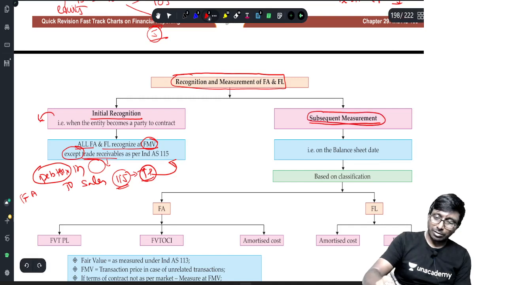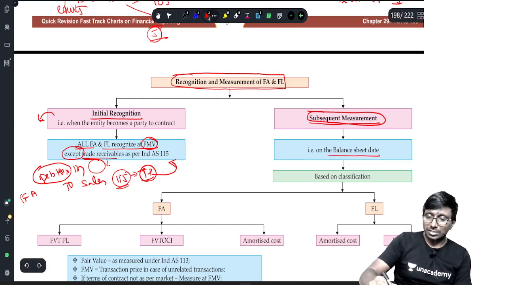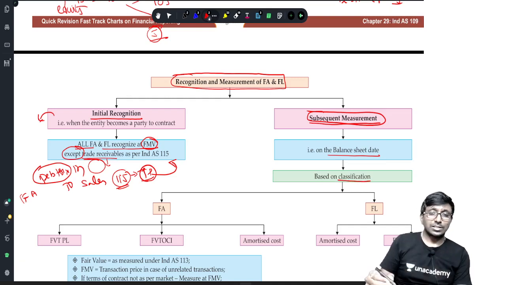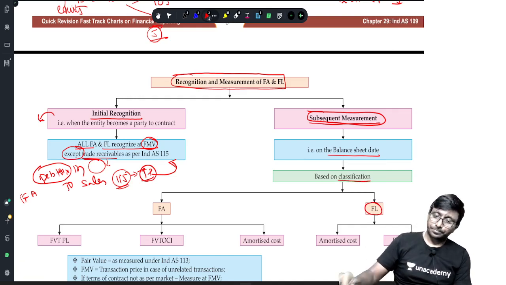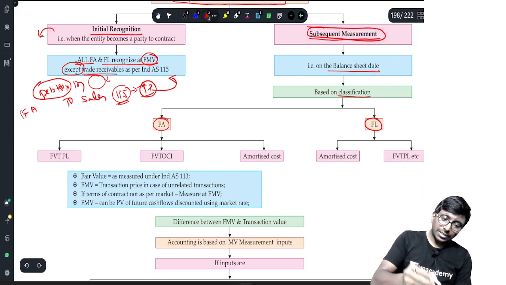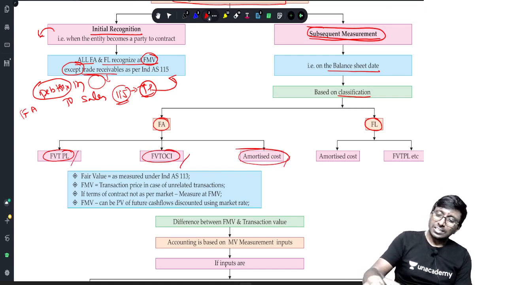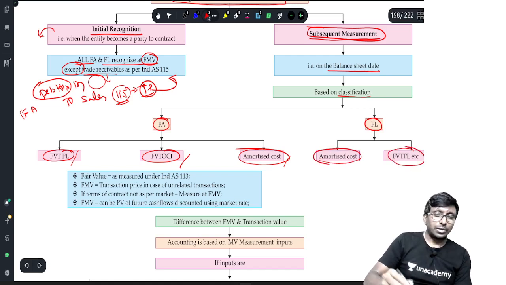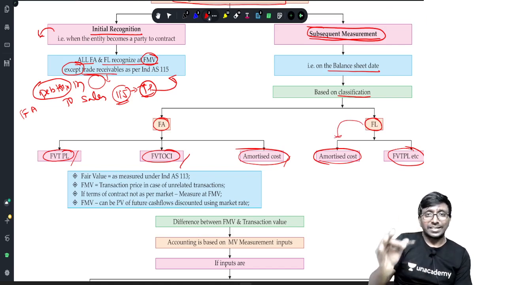Subsequent measurement we will discuss in detail later. For the time being, it is on the balance sheet date and it is based on the classification. How do you classify a financial asset? How do you classify a financial liability? If it is a financial asset, it is FVTPL, FVTOCI or amortized cost. If it is a financial liability, in simple words, amortized cost model or FVTPL. But actually, every financial liability will be measured at amortized cost only. There are some exceptions to this basic rule, which we will discuss in a few minutes.